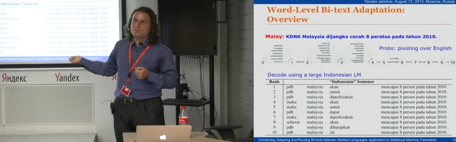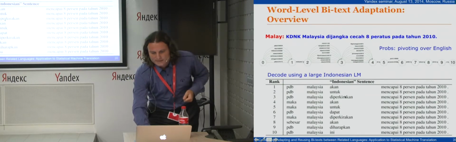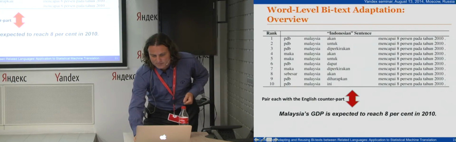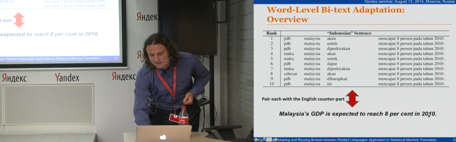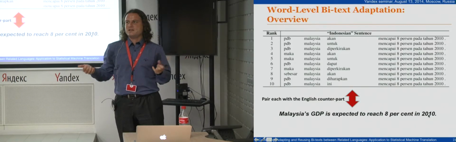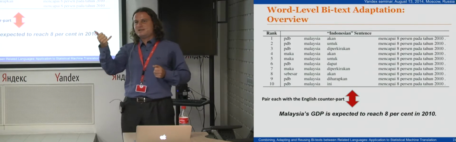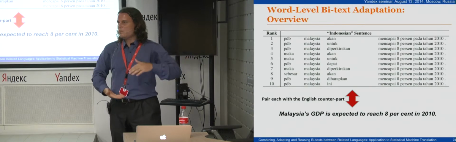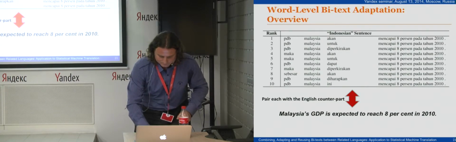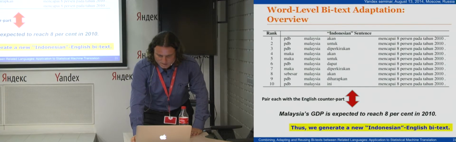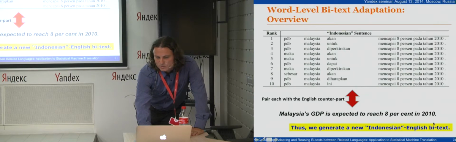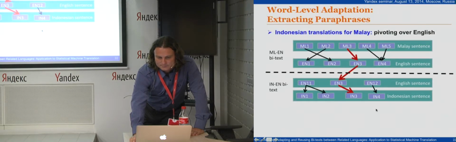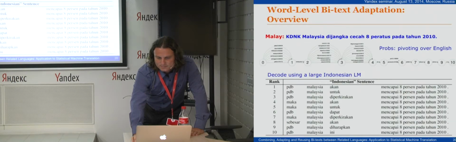And then you take the top 10, for example, and you pair each of them with the same English translation and you use this as training data. Of course, you can take the top one, but the thing is that in this path, you can make a mistake. So you want to have more coverage. So as a result, we generate a new Indonesian English bitext, kind of, from the Malay English bitext.